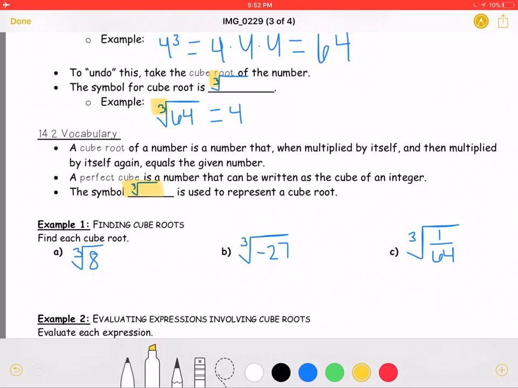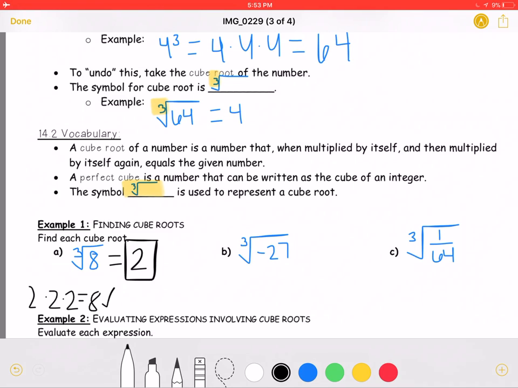So let's find each cube root. You might have that list in front of you and easily be able to think, what number do I multiply together 3 times to get 8? That would be 2. 2 times 2 is 4. 4 times 2 is 8. So the cube root of 8 is 2.